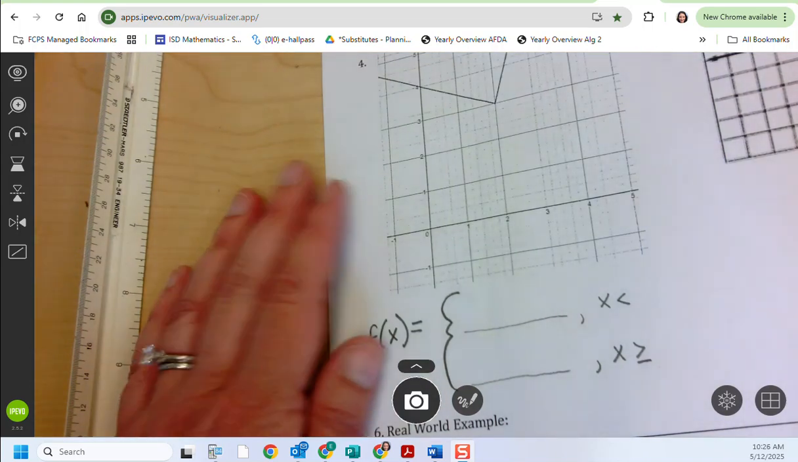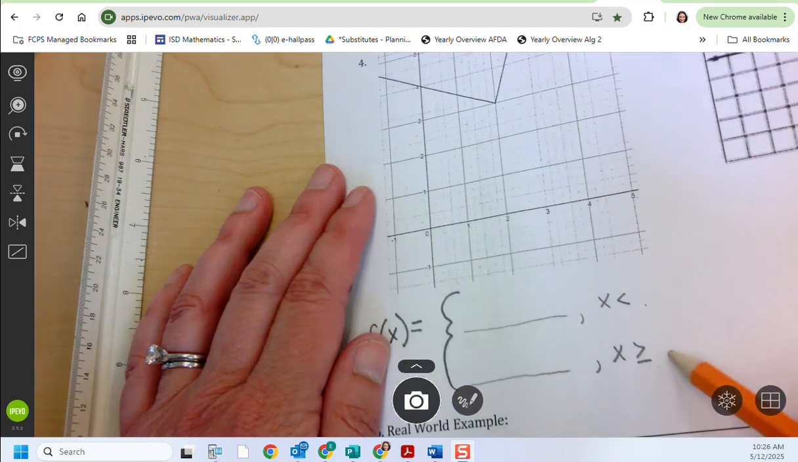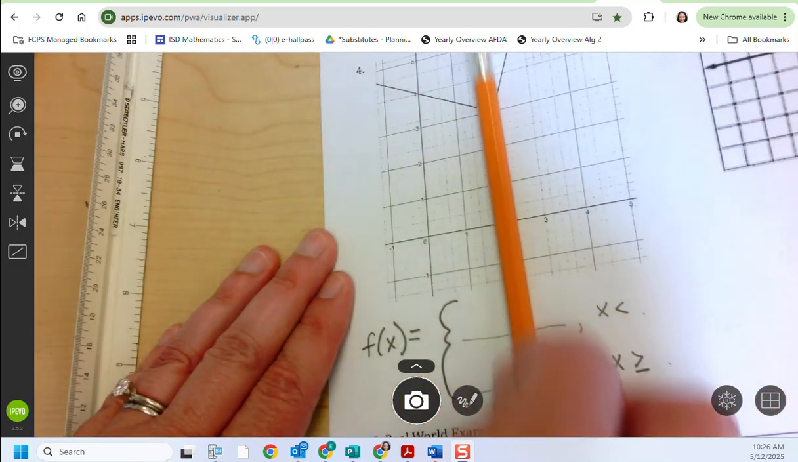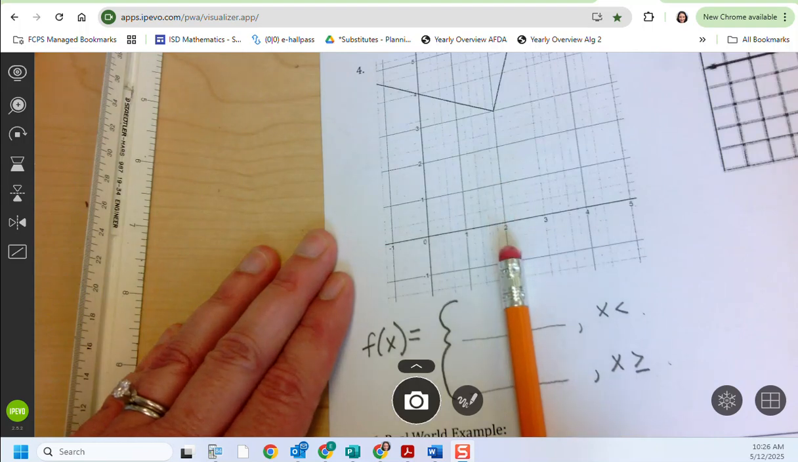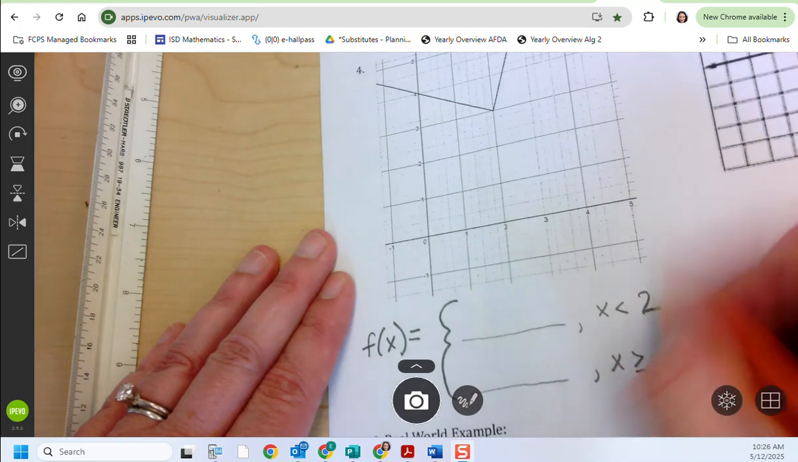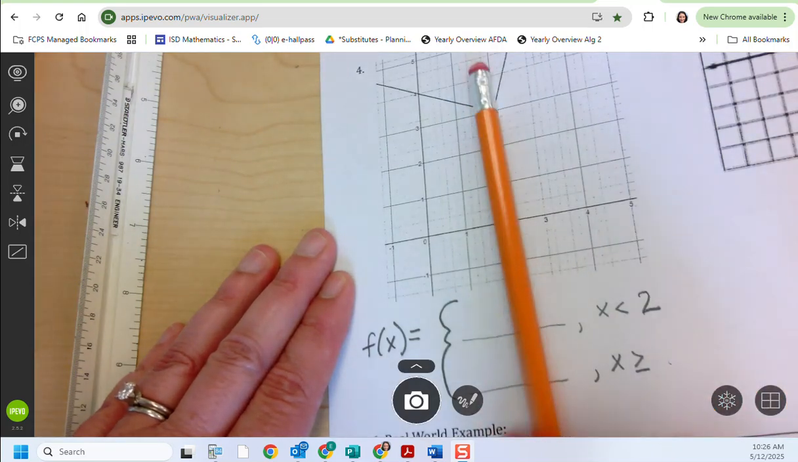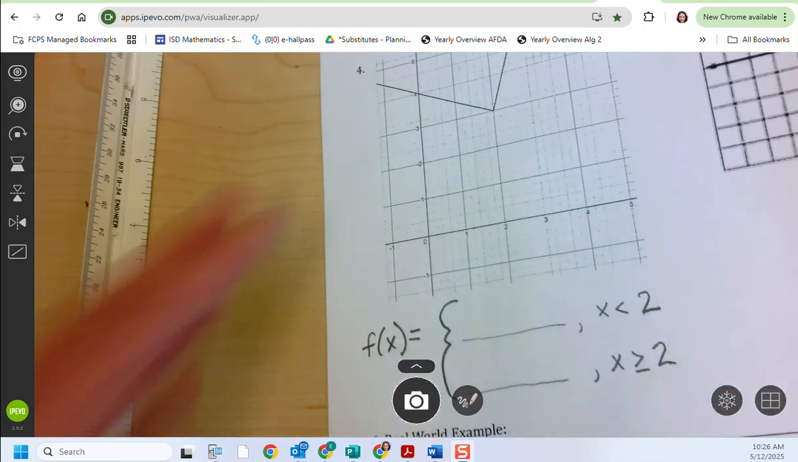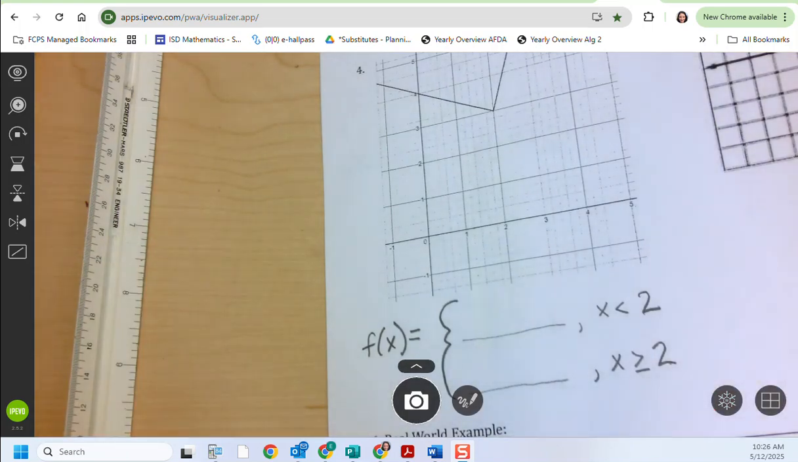Okay, let's figure out first what our constraints are. The first line goes until x equals what number? I heard a vote for 2. You guys go with 2? Yeah, that's right. Good. So the first line goes until x is 2, and then the other line picks up right there, again, where x is 2. So that's where we're going to switch over from one line to the other.